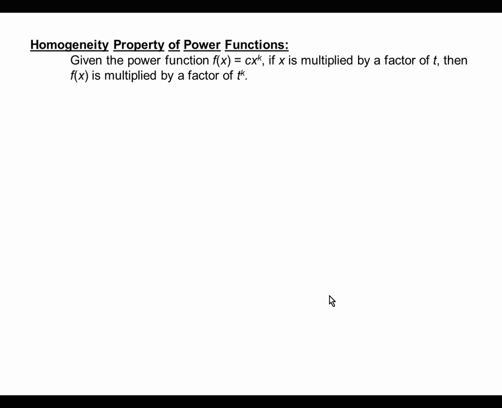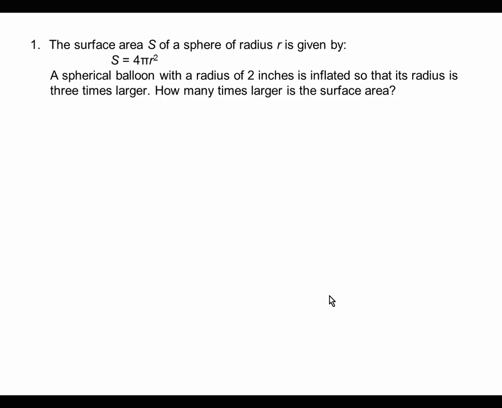Let's look at some examples. Number one. The surface area S of a sphere of radius r is given by S is equal to 4 pi r squared. Notice it is a power function. A spherical balloon with a radius of 2 inches is inflated so that its radius is 3 times larger. How many times larger is the surface area? Notice we don't want to calculate the surface area, we just want to know how many times larger it is.